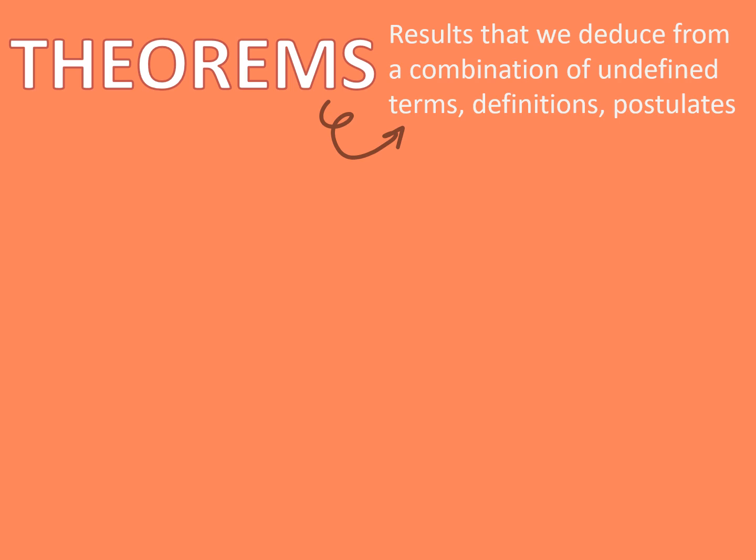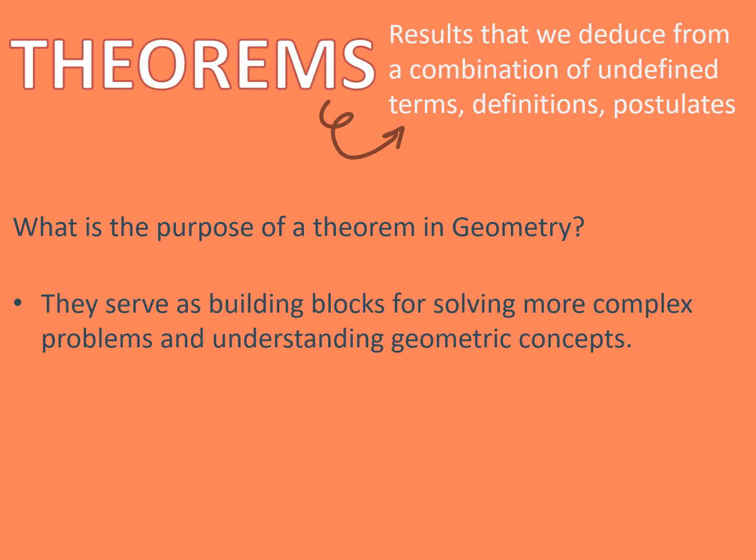Theorems are results that we deduce from a combination of our undefined terms, other definitions, along with our postulates. The purpose of theorems in geometry is that they serve as the building blocks for solving more complex problems and understanding complicated geometric concepts. And theorems, once they are proven, are held to be true, and then they can be used in proofs of other theorems or other axioms, which are sort of like miniature theorems.